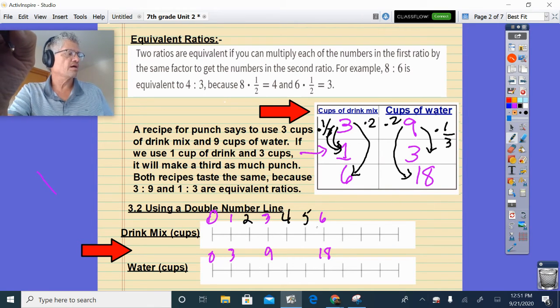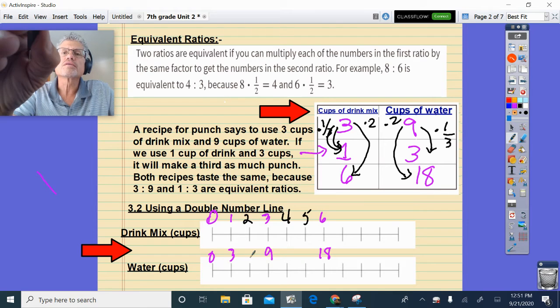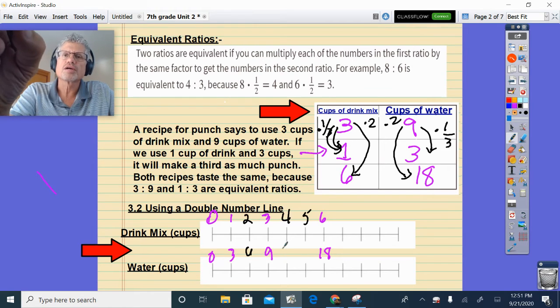And then I'll go down here and say, well, if it's a 1 to 3 ratio here, that means I multiply by 3. So if I multiply by 3 here, 2 here, how many is that going to be? Well, I got 3. So that would be 6. 2 times 3 is 6. And 3 times 3 is 9. 4 times 3 is 12. 5 times 3 is 15. 6 times 3 is 18. And I could keep going.